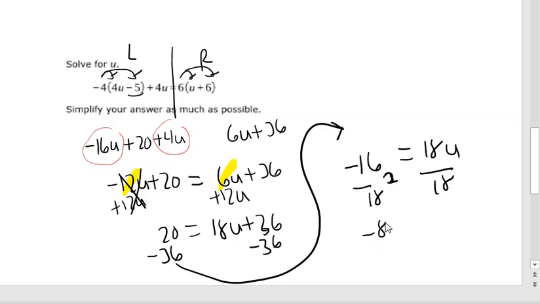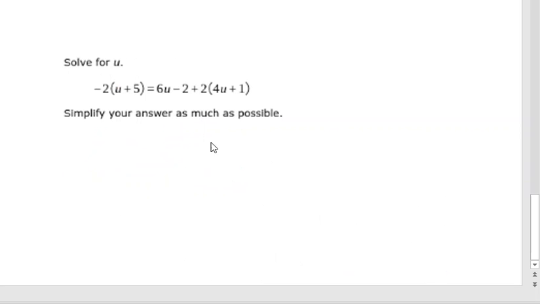2 goes into negative 16, negative 8 times. 2 goes into 18, 9 times. So u equals negative 8/9. Okay, last one. We're going to follow the same process. We're going to simplify. Then we're going to get the two terms that have the same variable to be on the same side of the equation. And then we're going to solve our two-step.